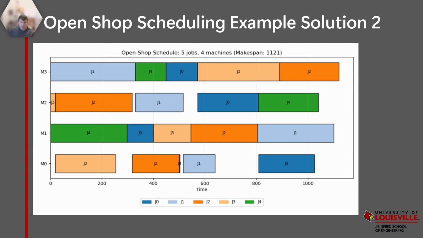Well, 1121 is the optimal makespan for the schedule, but the one at 1146 was probably the second closest. But the actual schedules themselves look very different as far as the sequence of machines for each job, or each job sequence for each machine. They're different, and so this presents a challenge in open shop scheduling.